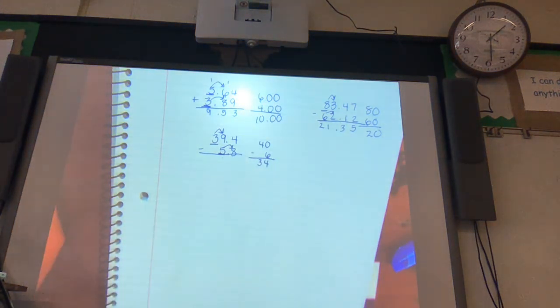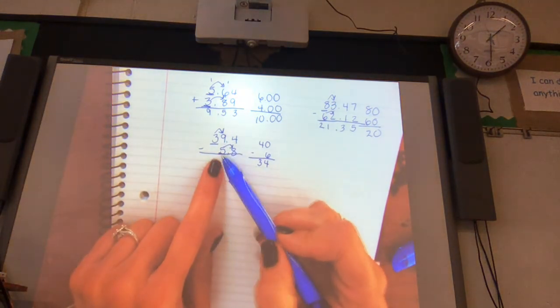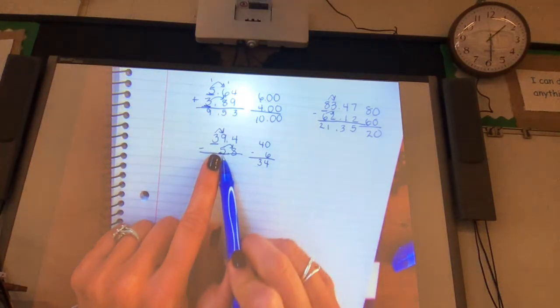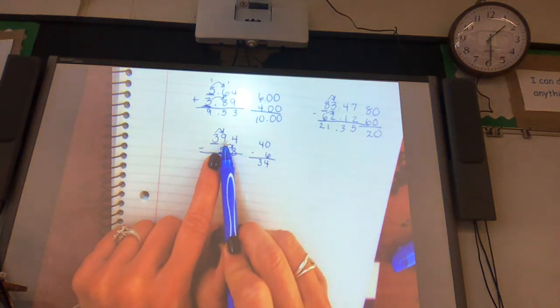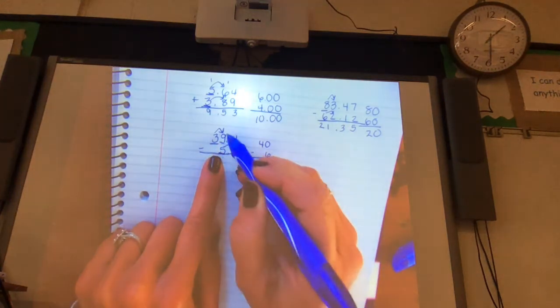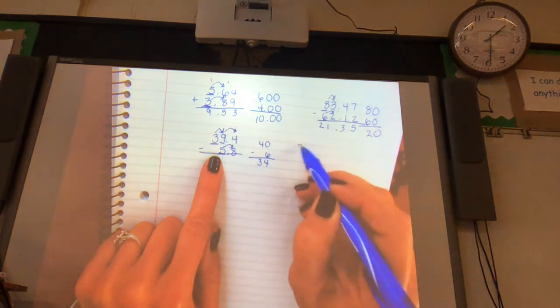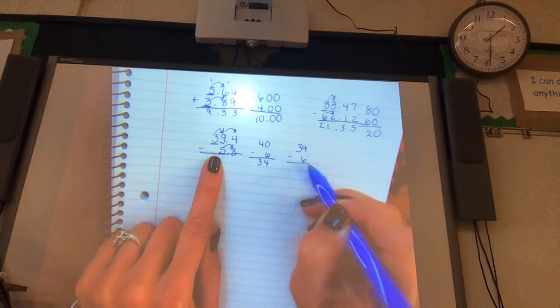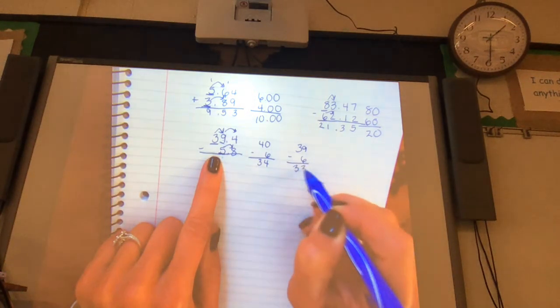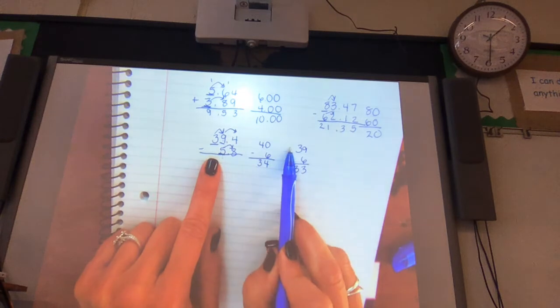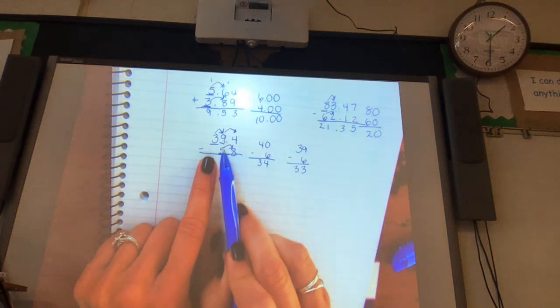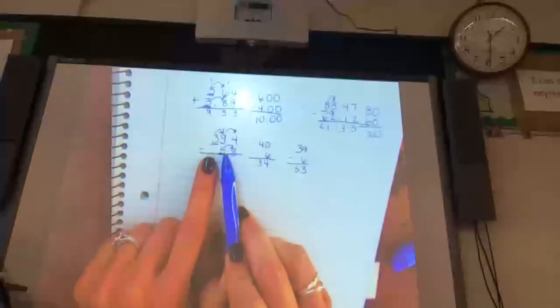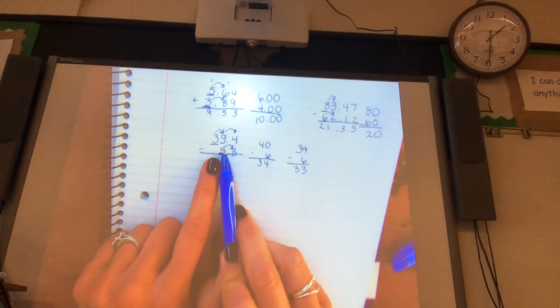You could also, and I would be okay with this, in a problem like this, since the ones place is the greatest place of that number, round that to the ones place also, and I would be okay with that. So in that case, it would be 39. So 39 minus 6, which would be 33. I would be okay with either way you doing it, rounding it to the nearest tens or rounding it to the ones, only because the biggest place on that number is the ones.